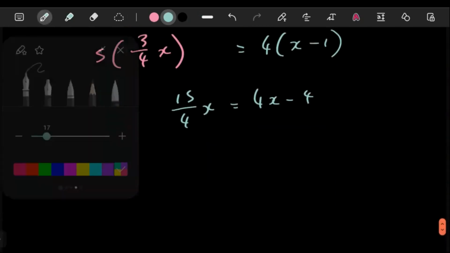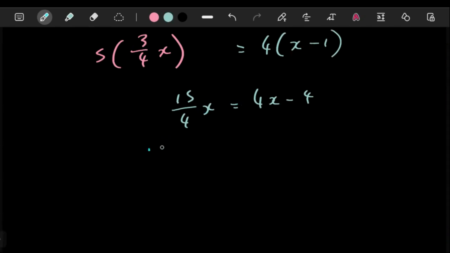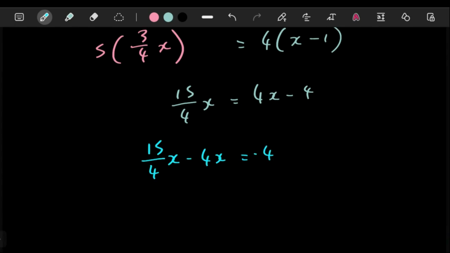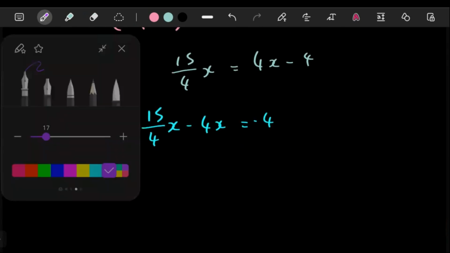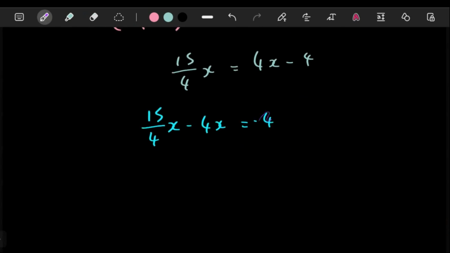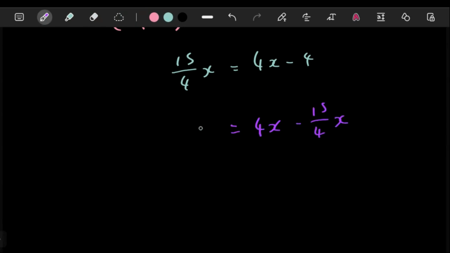So if you move to the left, you're going to have 15 over 4x minus 4x equal to negative 4. So all this being done, why did I put the ones with x's to one side when I could have put them to the other side? Let me put the ones with x's to the other side. So it's going to be 4x here minus 15 over 4x. Then the positive 4 is there.